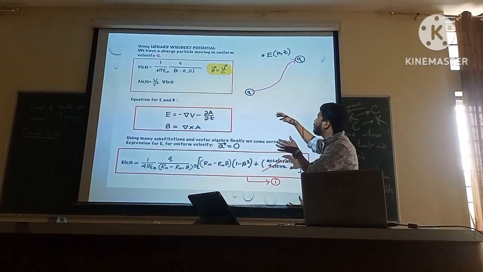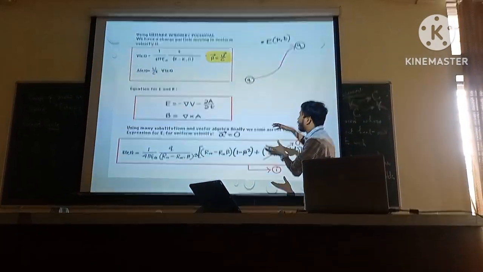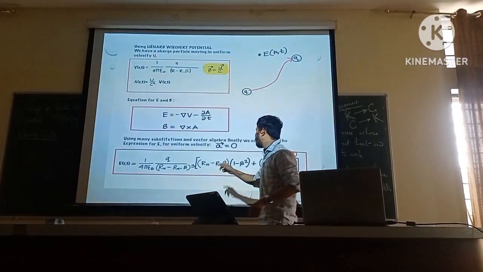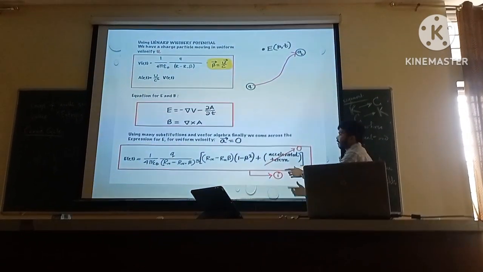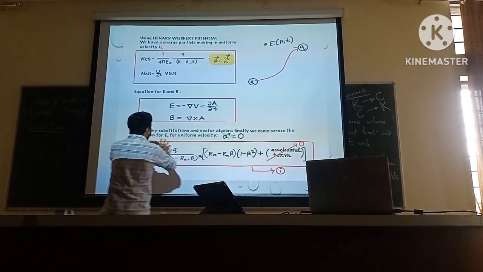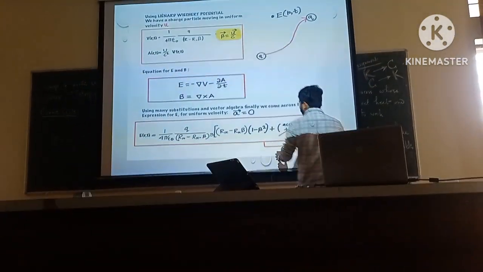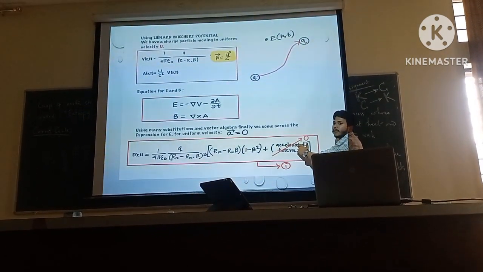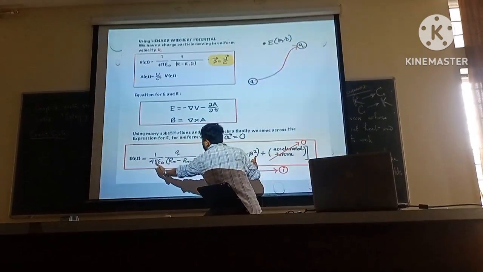Doing some Maxwell equations and vector calculus, and since the charge is moving at constant velocity, we put the acceleration equal to 0. There is also an acceleration term, which we set to 0 because the charge is at constant velocity. Finally we get this result.